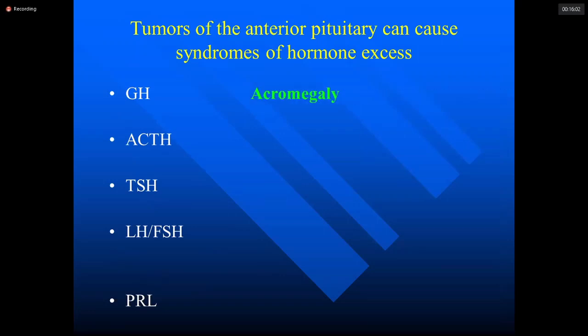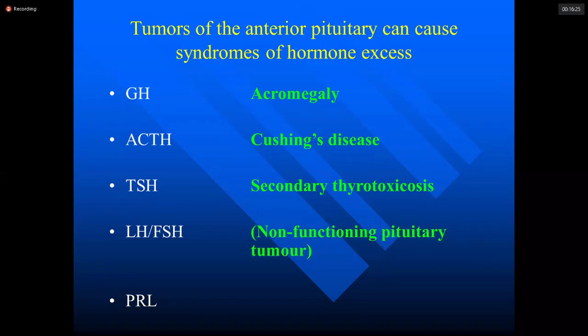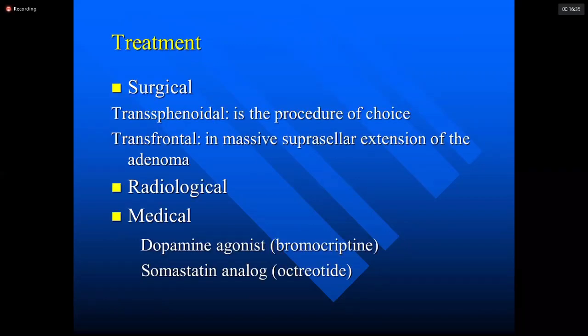So when there is excess growth hormone in an adult, there will be acromegaly, excess ACTH results in Cushing's disease, excess TSH results in secondary thyrotoxicosis. There will be high TSH, high free T4, and high free T3, and the manifestations will all be concordant with thyrotoxicosis. And high LH or FSH will result in a non-functioning pituitary tumor, and high prolactin will result in prolactinoma.